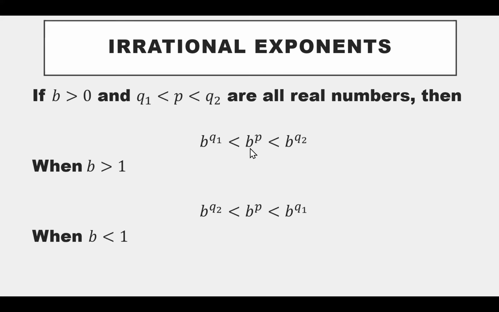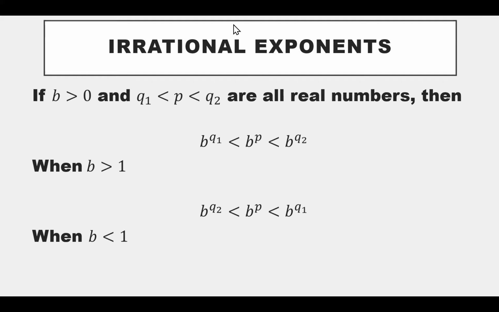So for instance, if I raise something like 2 to the pi power, since 3.14 is smaller than pi and 3.15 is bigger than pi, 2 raised to the pi power has to be somewhere between 2 raised to the 3.14 power and 2 raised to the 3.15 power. Let me write that down. So 2 to the pi has to be between 2 to the 3.14 and 2 to the 3.15.